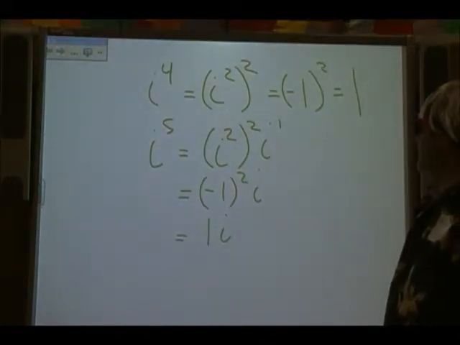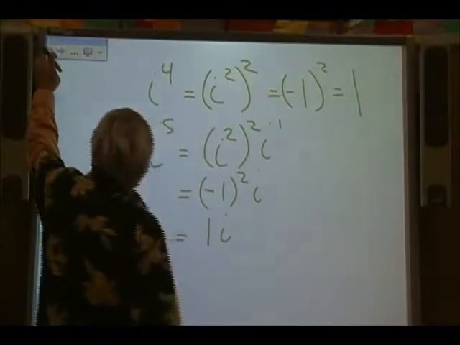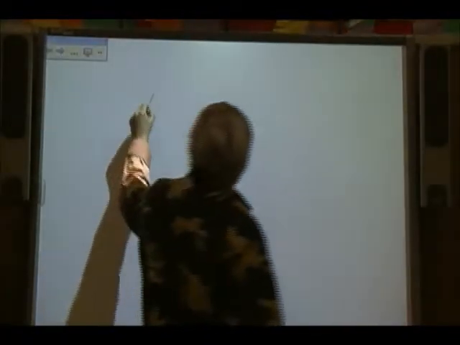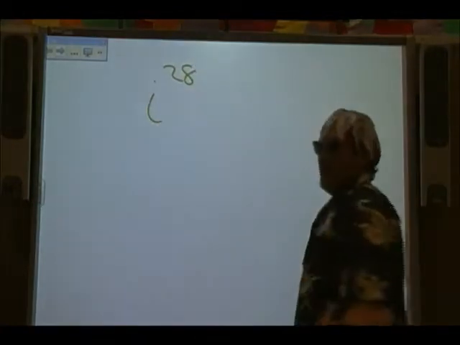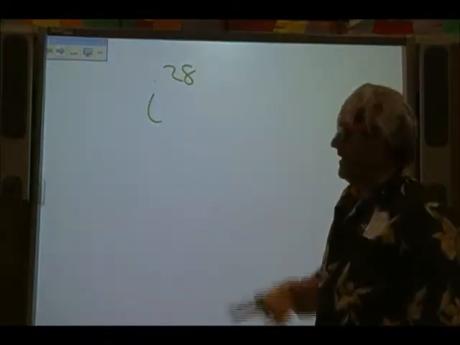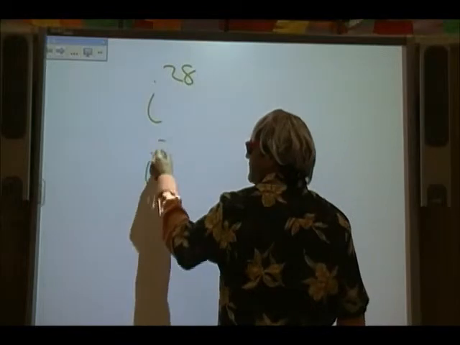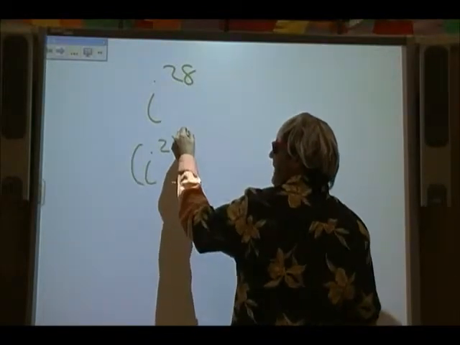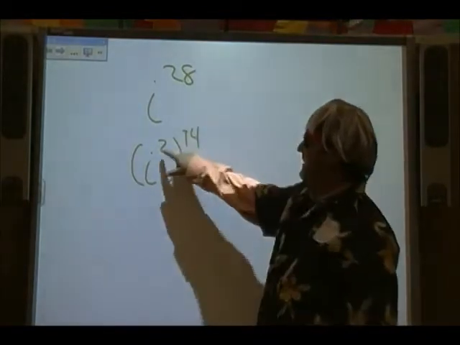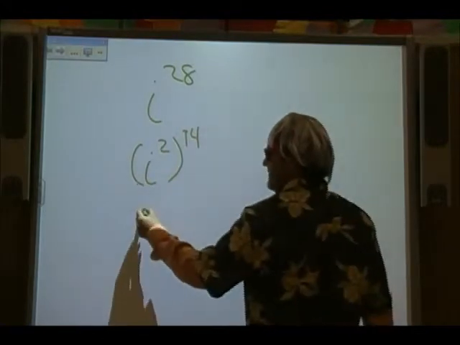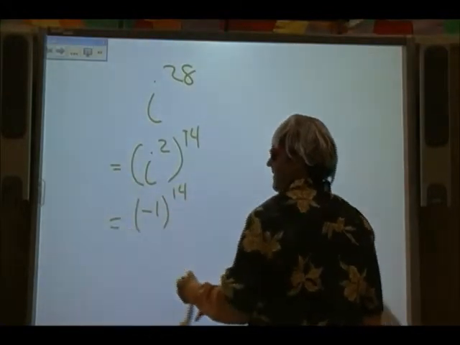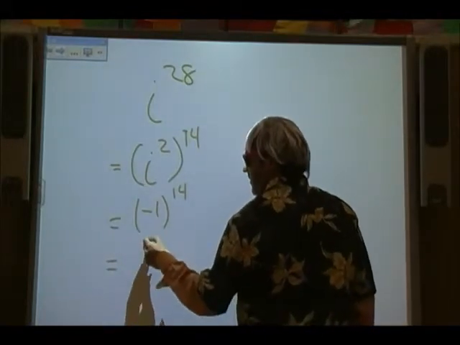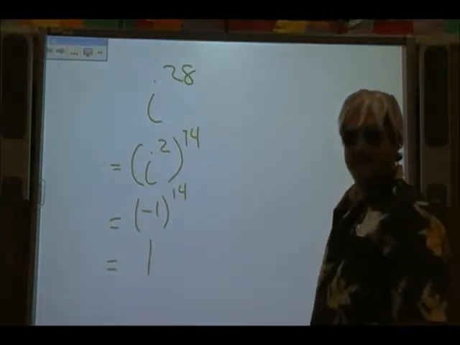And it continues. If you give any number, just say 28, i to the 28, here's how I evaluate it. I say how many i squares go into 28, and it's 14. And then this is negative 1 to the 14th power, and that equals 1.